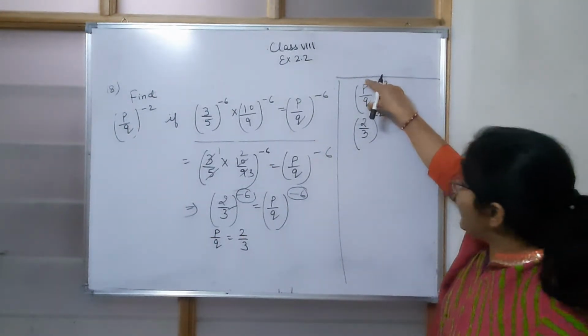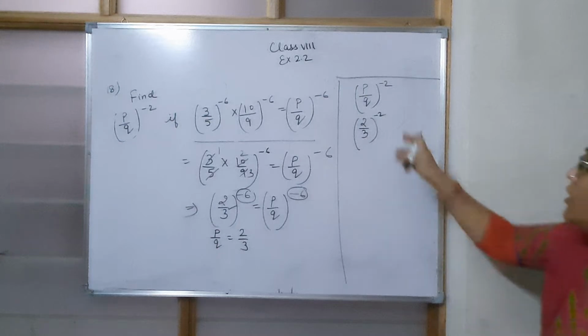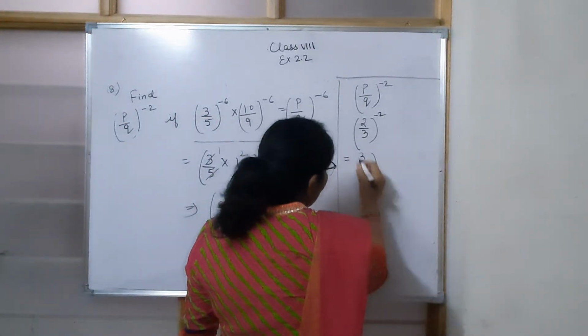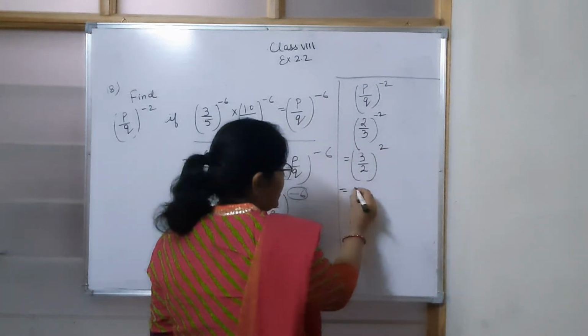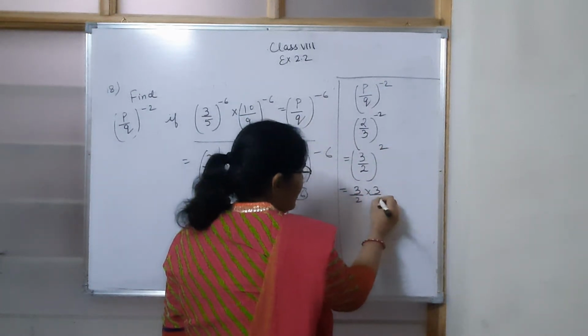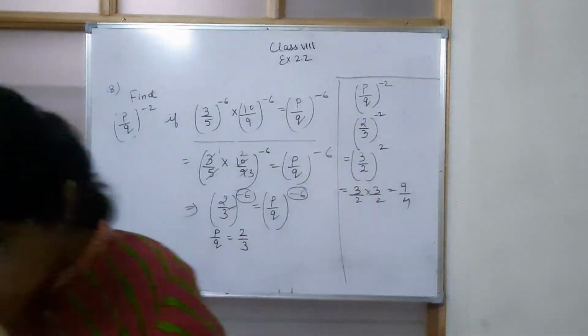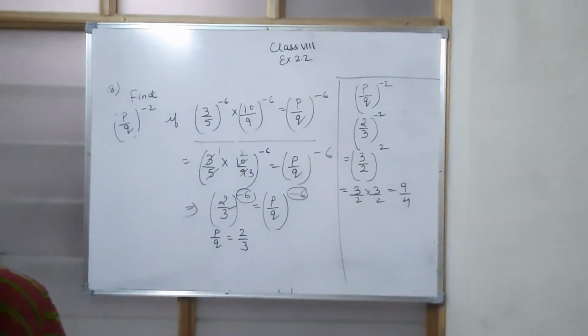So I am putting the value of P upon Q, which is 2 upon 3, raised to the power minus 2. So how will you solve this? We will take the reciprocal of the base, and the power will become positive. So 3 upon 2 multiplied with 3 upon 2, which is actually 9 upon 4.